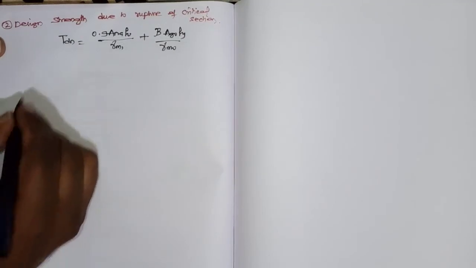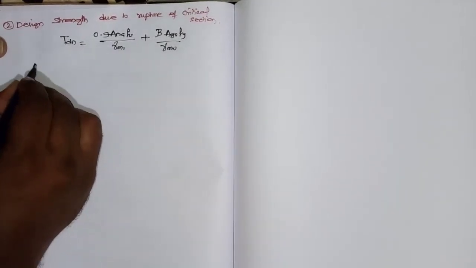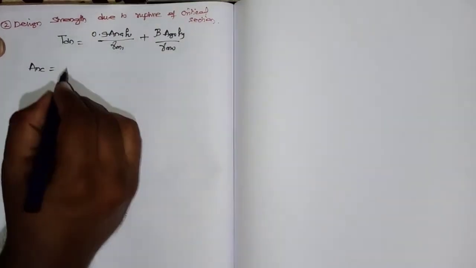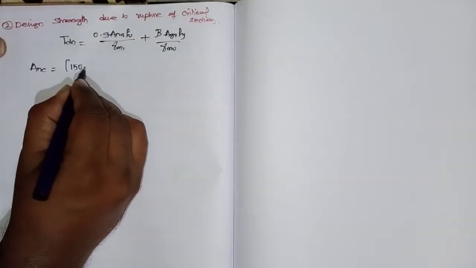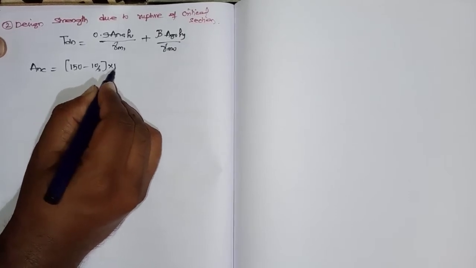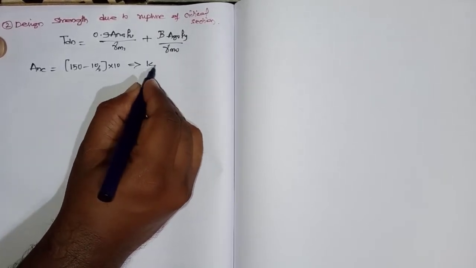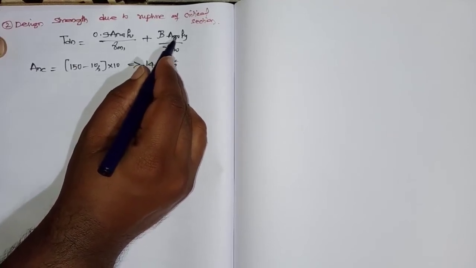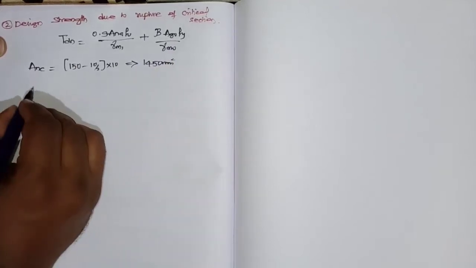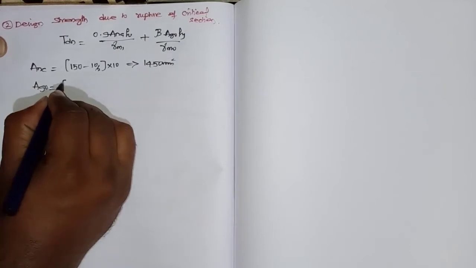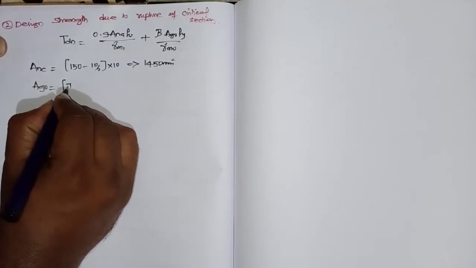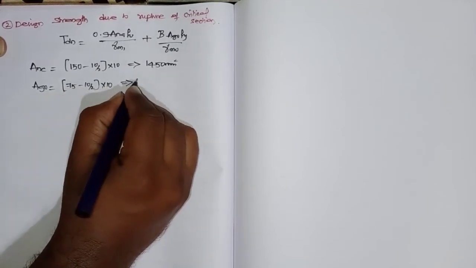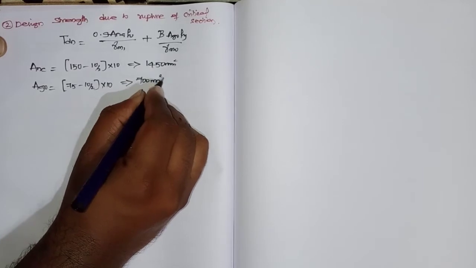Now first ANC, the net area of the connected leg. What is the net area of the connected leg? 150 minus 10 by 2 into 10, so 1450 mm square. AGO, the gross area of the outstanding leg, right? So AGO is 75 minus 10 by 2 into 10, so it will be around 700 mm square.